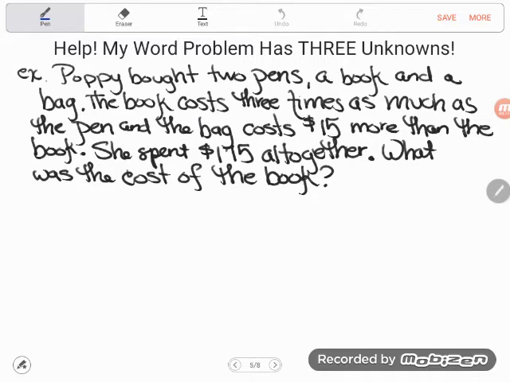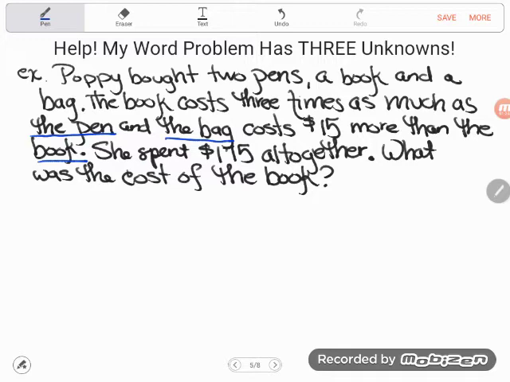So, the real challenge here is that we actually have 3 things we don't know. It says the book costs 3 times as much as the pen, but we don't know how much the pen costs. And the bag costs 15 more than the book, but we don't know how much the bag costs or the book. So we have what we call 3 unknowns. When you have 3 things you don't know, you want to talk about these things in terms of each other, so that you can use the same variable, the same letter. Let me show you what I mean.